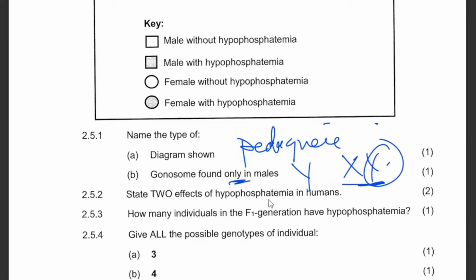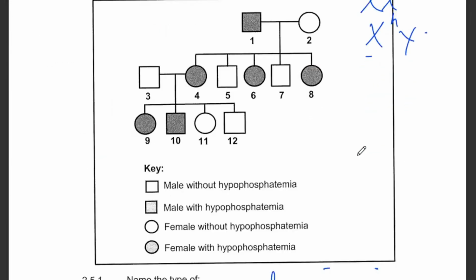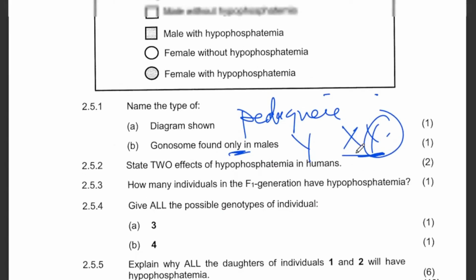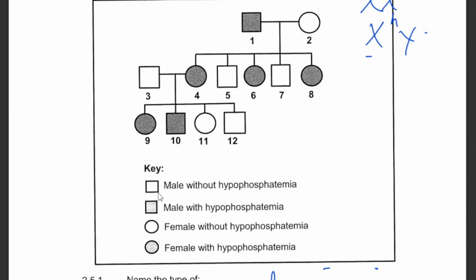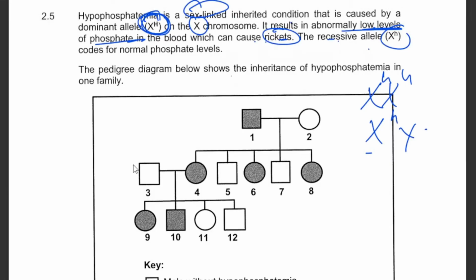State two effects of this, they said it here. It will cause rickets and also causes an abnormally low level of phosphate in the blood. So they ask how many individuals in the F1 generation have this condition. We say that the one which is shaded is suffering from the disease. They said in the first F1 generation.